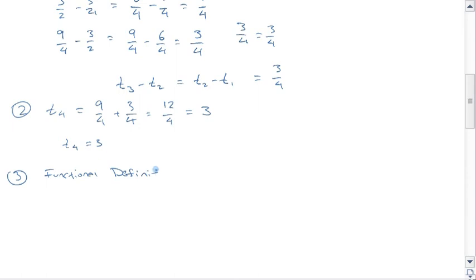Definition for Tn. Okay, now remember, in last week's classes, we said that when we have an arithmetic sequence, it's always going to have a formula that looks like this. Tn is equal to a plus n minus 1 times d, right? Where a is the first term in your sequence, and d is the common difference.